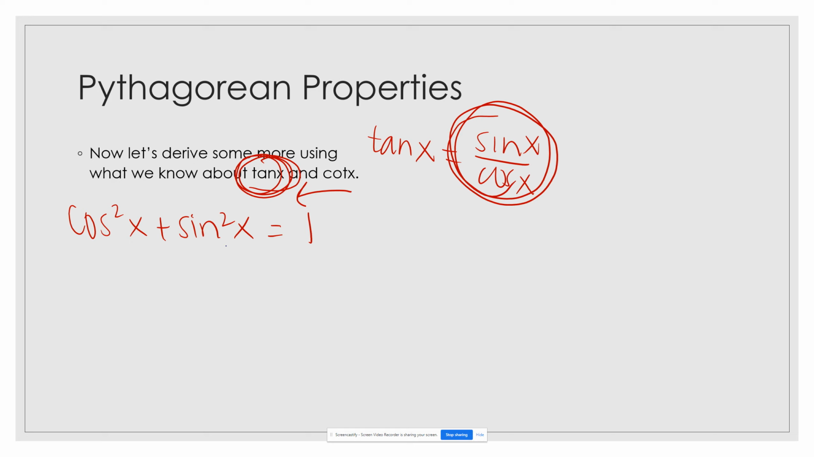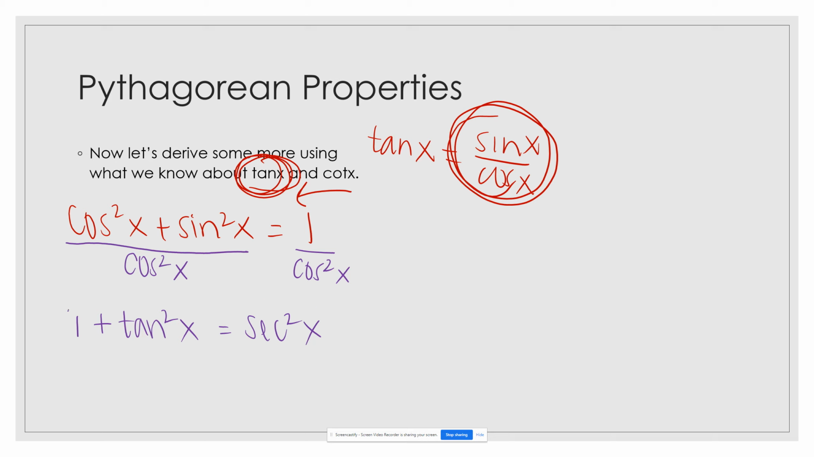Now, algebra's golden rule says what I do to one side, I must also do to the other. So I'm going to take this entire thing and divide by cosine squared of x. And now I'm going to simplify. Cosine squared divided by cosine squared is 1. Sine squared divided by cosine squared is tangent squared. And 1 divided by cosine is secant, so 1 divided by cosine squared is secant squared of x.